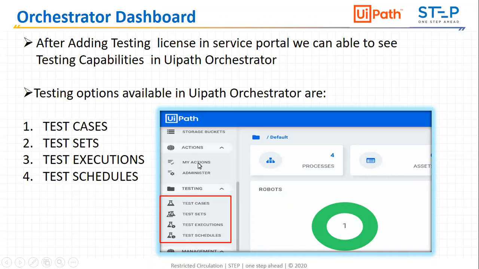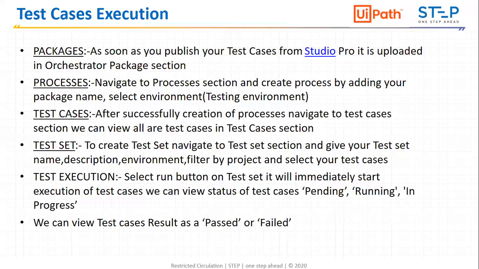This is an important part as well, that in Orchestrator you can do all these actions on your test cases. In the case of a test suite, you can create a regression test suite. The test set, as I said, is a combination of test cases. So we can create different test suites depending upon the description, the environment and the filter of the project. And the last point is the test execution, where we will actually run the test cases and see the result: how many test cases passed, failed, or were blocked. Everything will be done in Orchestrator.